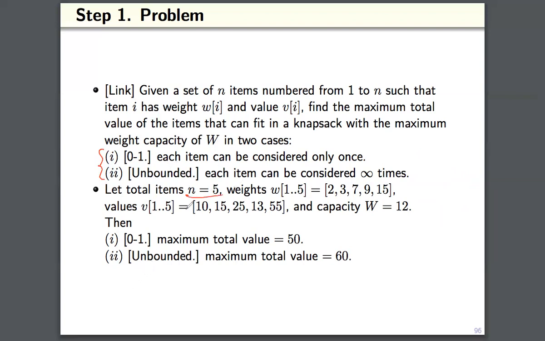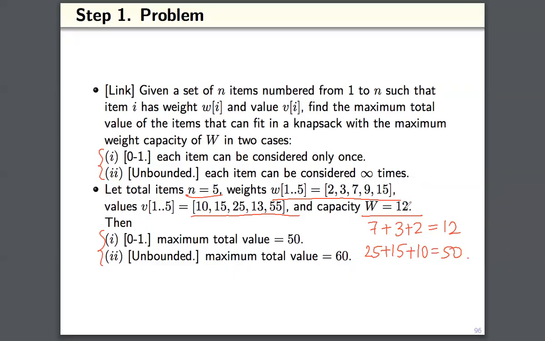Okay, let's take an example. N is equal to 5, weights are these, values are these, and capacity is 12. Now let's look at both the versions. 0-1: maximum total value is 50. Can you tell me how? How is it 50? 7, 3, and 2. Okay, 7 plus 3 plus 2 is 12. So 25 plus 15 plus 10 is 50.